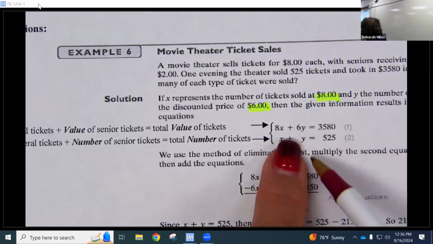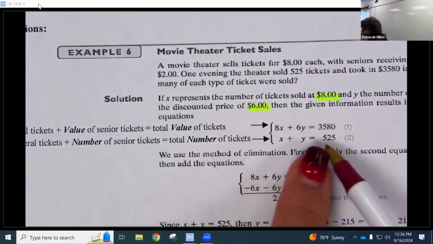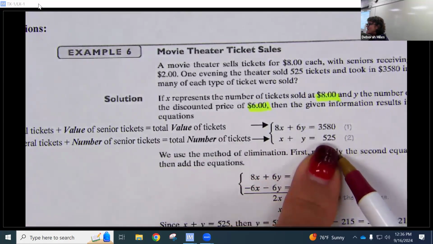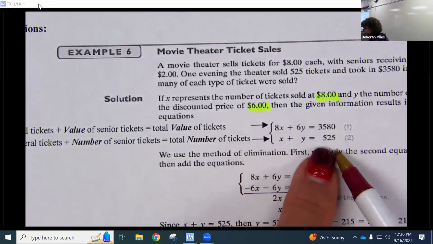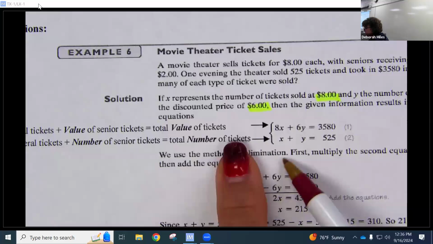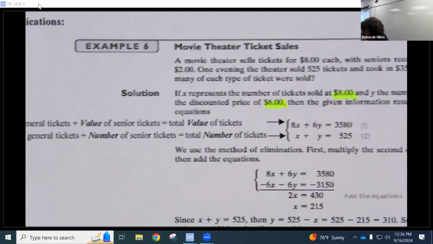set up correctly. I think the most common mistake is when folks go X plus Y equals 3,580. Well, that's number of tickets plus number of tickets equals dollars. That doesn't make sense. It's got to be number of tickets, number of tickets, number of tickets, dollars, dollars, dollars.